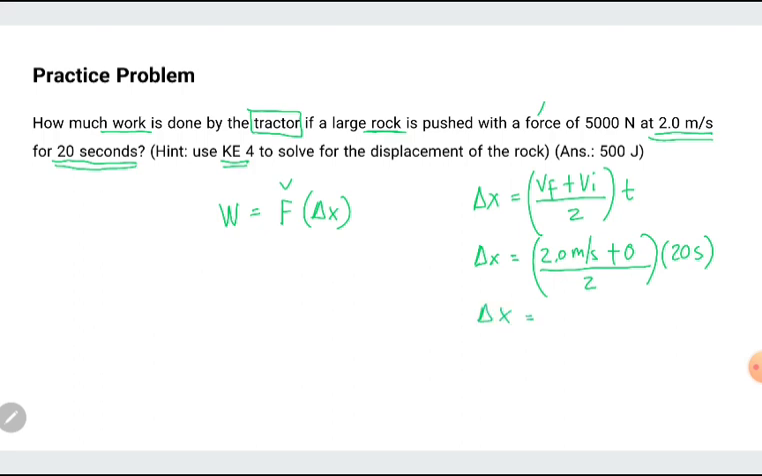So my displacement will be 2 divided by 2, which is 1 meter per second, multiplied by 20 seconds. I get to cancel the seconds. 1 times 20 is 20 meters.